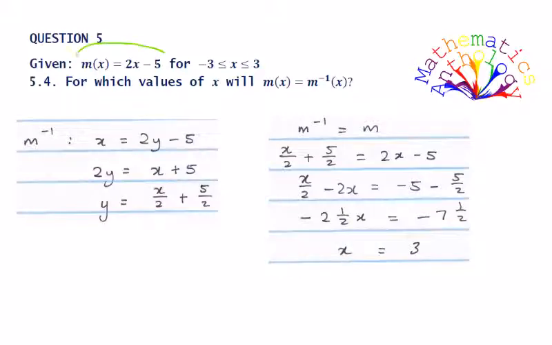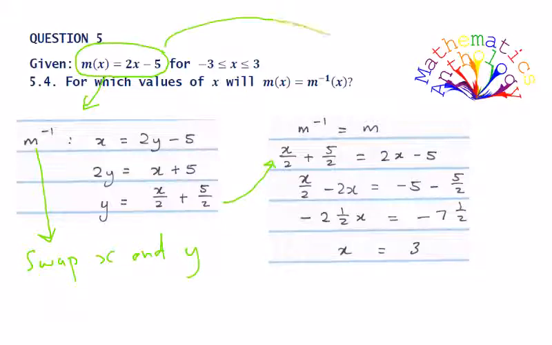Okay, 5.4, we're given the same graph for the same domain again, but we ask now for which values of x will m of x equal m inverse of x. So for this, we need to get our m inverse graph equation. To get this equation, we take the original equation for m, which is y is equal to 2x minus 5, and for the inverse we swap x and y, so that now becomes x is equal to 2y minus 5.